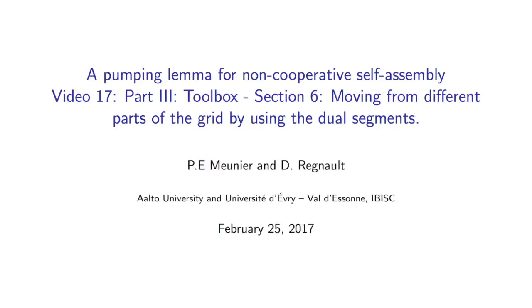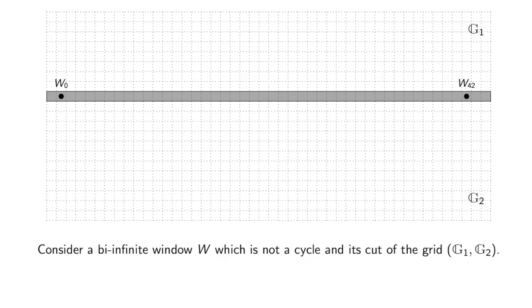This is video 17. In this video, we formalize and prove the remarks of the previous video. We start by analyzing the running example of this video. Consider a simple B-infinite window W which is not a cycle.